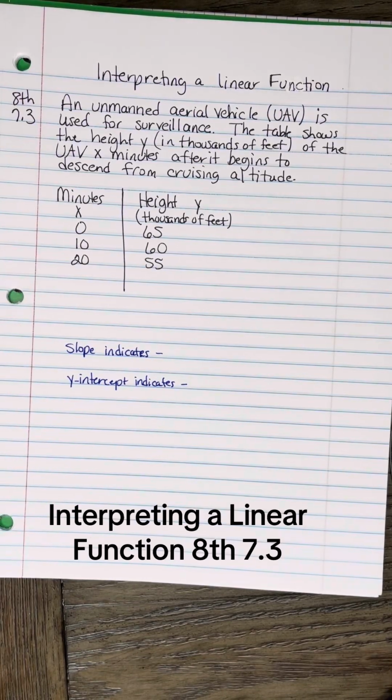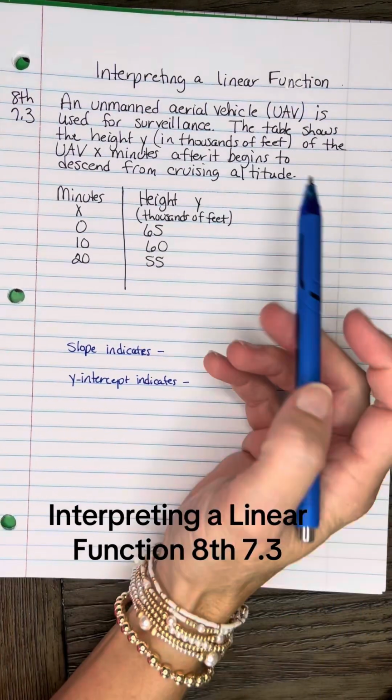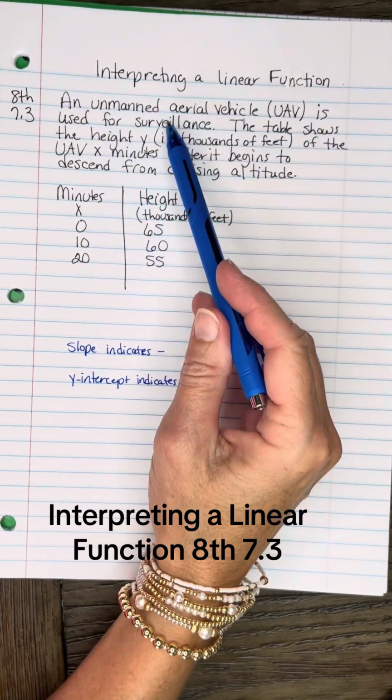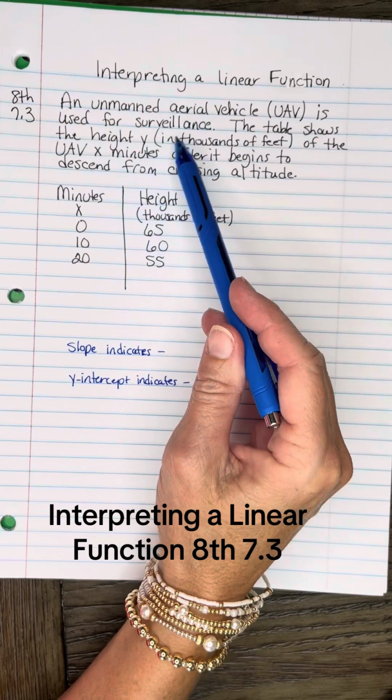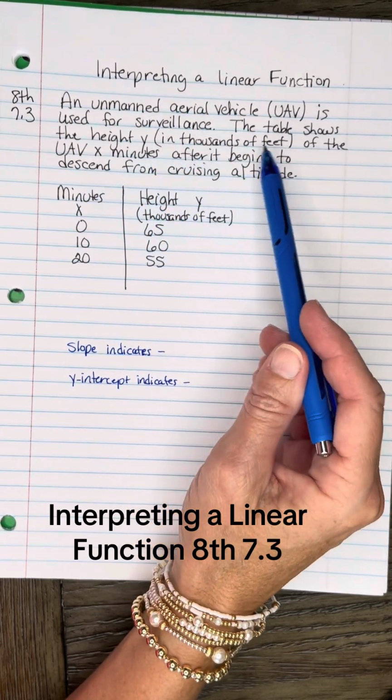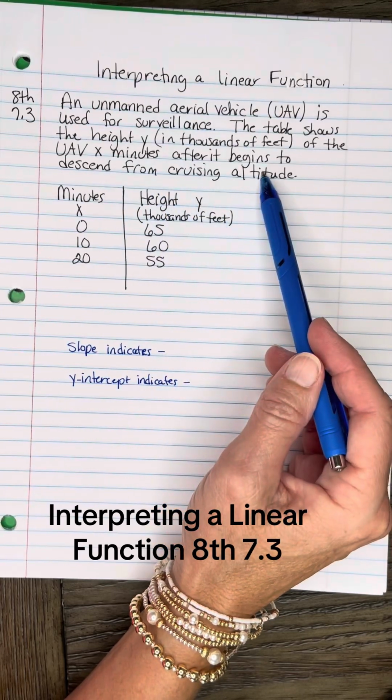We're going to interpret a linear function. An unmanned aerial vehicle, UAV, is used for surveillance. The table shows the height, y, in thousands of feet of the UAV, x minutes after it begins to descend from the cruising altitude.